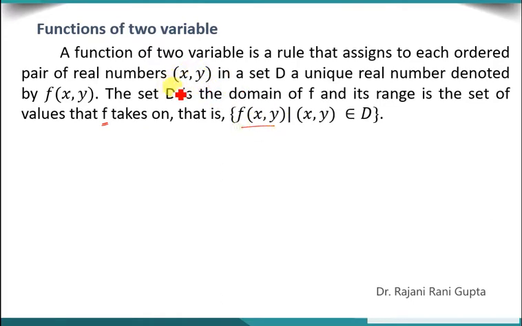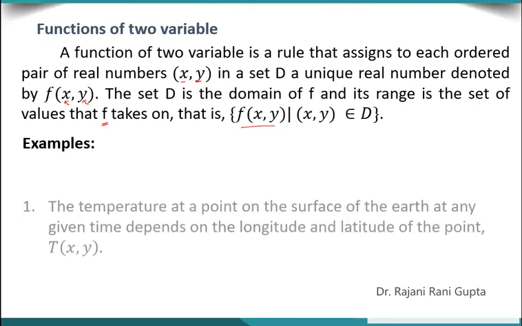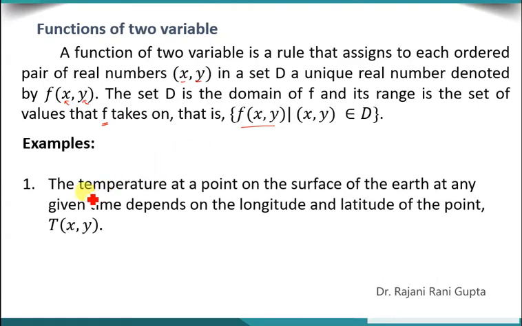So here now the function will change depending upon two variables x and y. So the value of the function is getting changed with the change in the value of x as well as the change in the value of y. For example, if we consider the temperature at any point of the surface of the earth, then temperature depends upon the longitude and the latitude of that point. Suppose we denote the longitude by x and latitude by y, then temperature is a function of two variables x and y. As we change the longitude and latitude, the temperature changes.